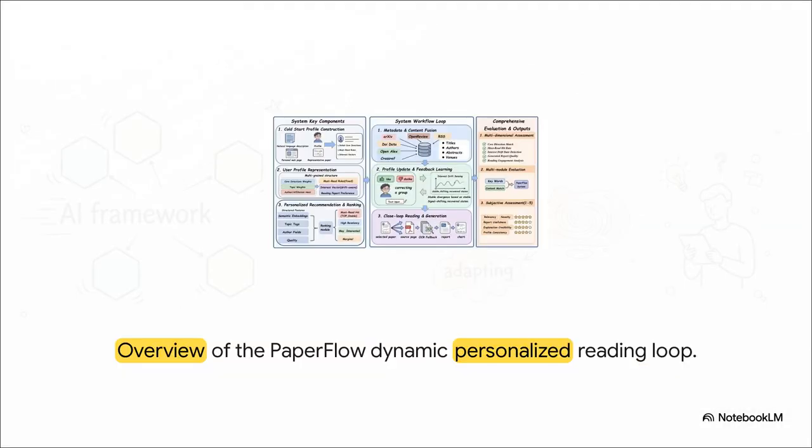So, mapping out the complete blueprint of how this works, the system kicks off by fusing metadata from sources like arXiv and OpenReview. From there, it loops through profile updating and feedback learning. If you read a paper, or even if you just skip one, the AI senses this. Then it closes the loop by actually generating a custom reading report for you and updates your profile for the very next day based on those exact interactions. It's a continuous, living loop.